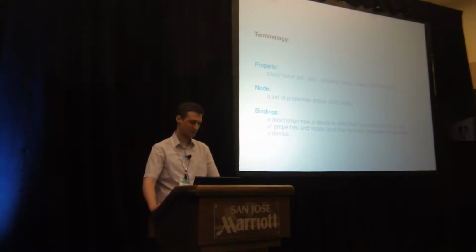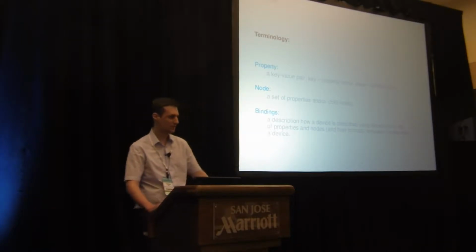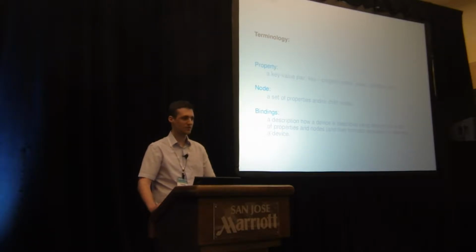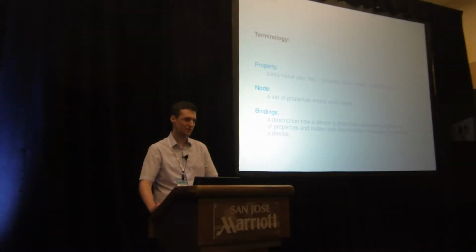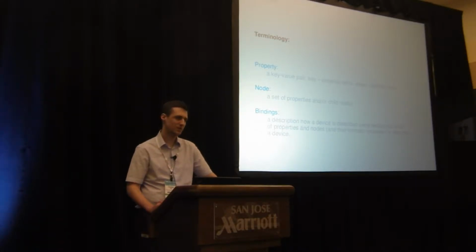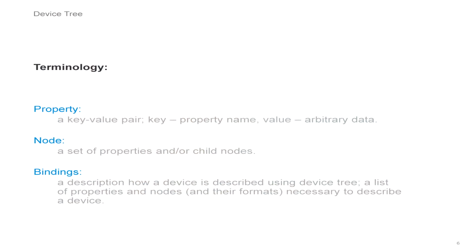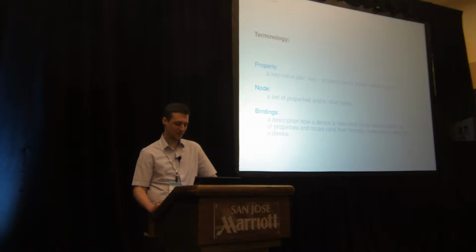So let's start with some terminology to make sure that the words I use further in the presentation are well understood. Starting with a property, it is a key value pair where the key is a string that is the name of the property, and the value is just an arbitrary set of data, such as strings, integers, or basically any set of bytes. A node is a set of 0 or more other nodes and 0 or more properties. And as well as properties, a node can have a name.